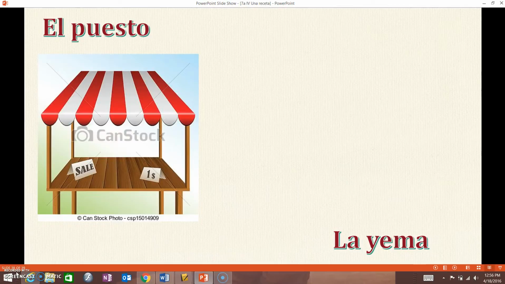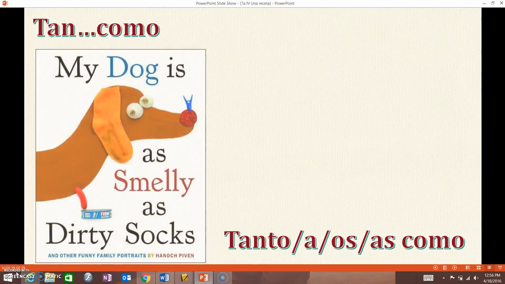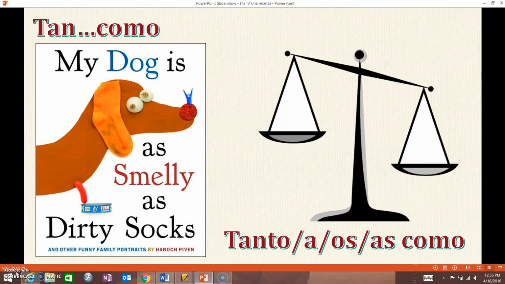El puesto es como una tienda or un kiosco. El puesto is like a little stand. A lot of times they'll have fruit or vegetable stands on the side of the street. El puesto. And la yema es el opuesto de la clara. It's the opposite of the clear or the egg white. So it's the yolk. La yema is the yolk. Y estas frases vamos a aprender al fin del capítulo. Tan pronto como, as soon as, which we will learn, and tanto como is as many or as much as, which again we will learn at the end of the chapter.